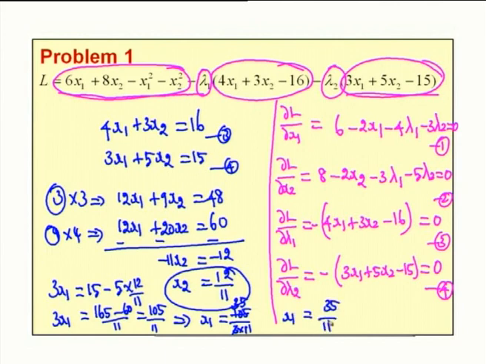So, with the help of this necessary condition, we get the optimum value x0, where x1 is 35 by 11 and x2 is 12 by 11. So, with the help of the necessary condition, the solution for this nonlinear programming problem is 35 by 11 and 12 by 11. x1 takes the value 35 by 11, x2 takes the value 12 by 11.